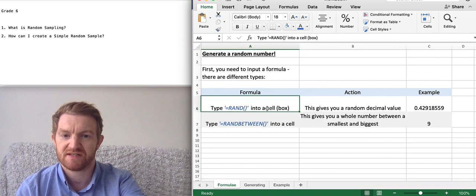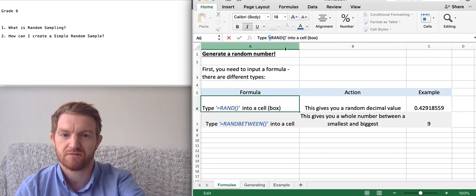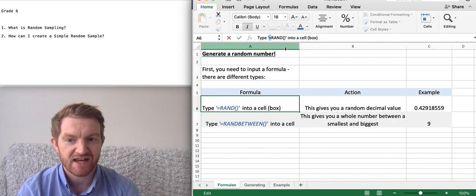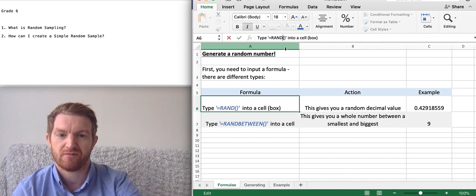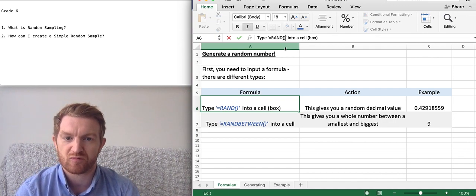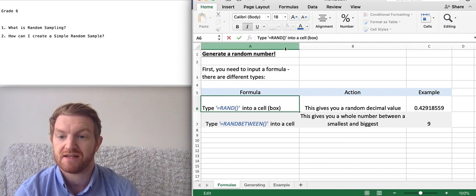When we want to type these in as a formula, you'll notice that the formula always starts with an equal sign. Whenever you want to put any formula into Google Sheets or Excel, you start with an equal sign, and then we say RAND for random number, then an open and close bracket, with nothing inside that bracket. If you don't have the brackets, it doesn't work. And it says put it into a cell.